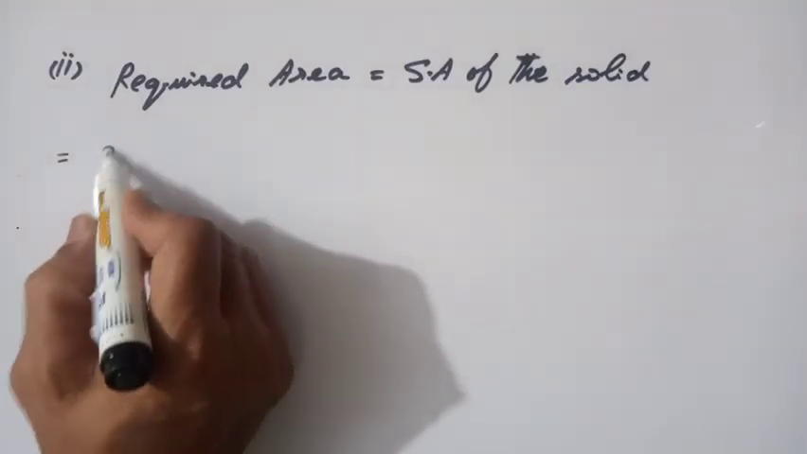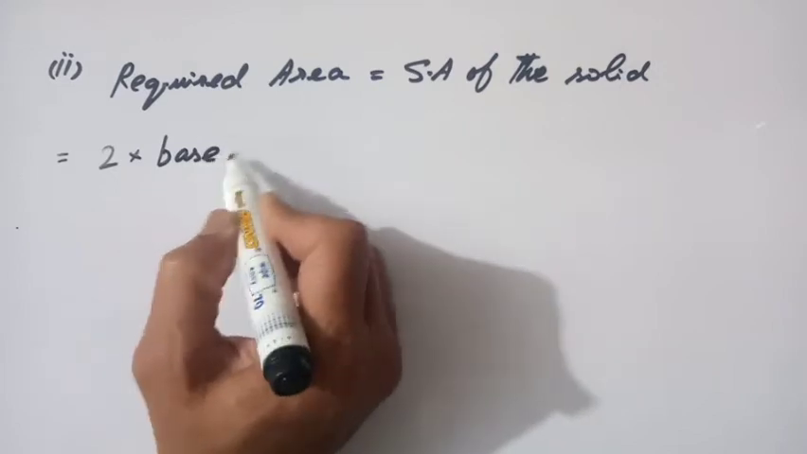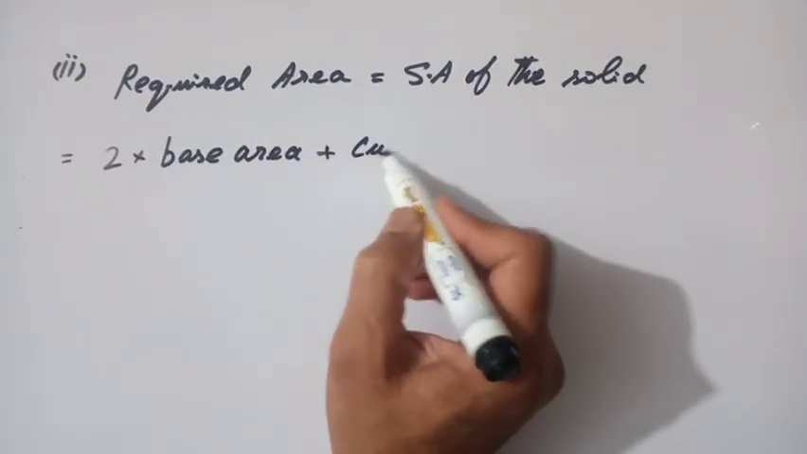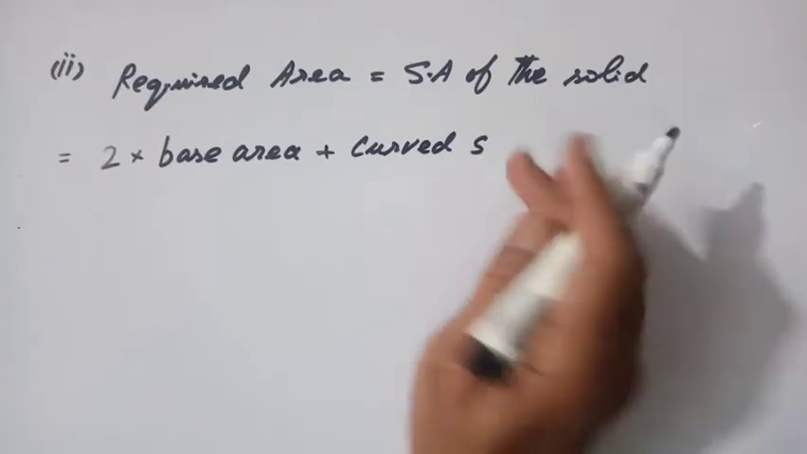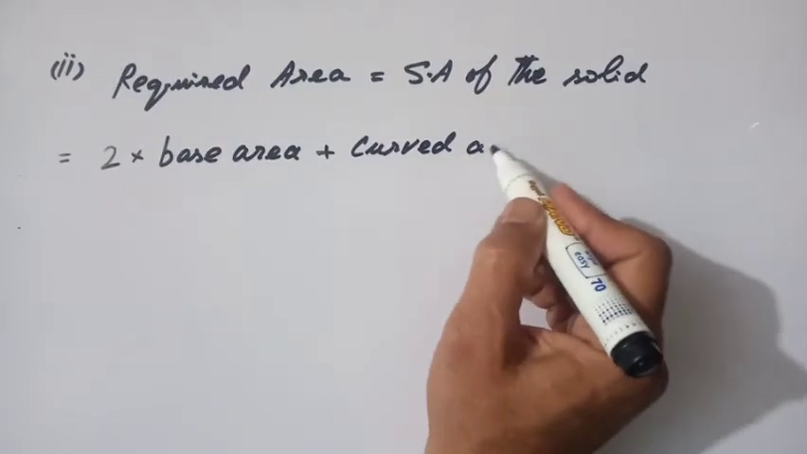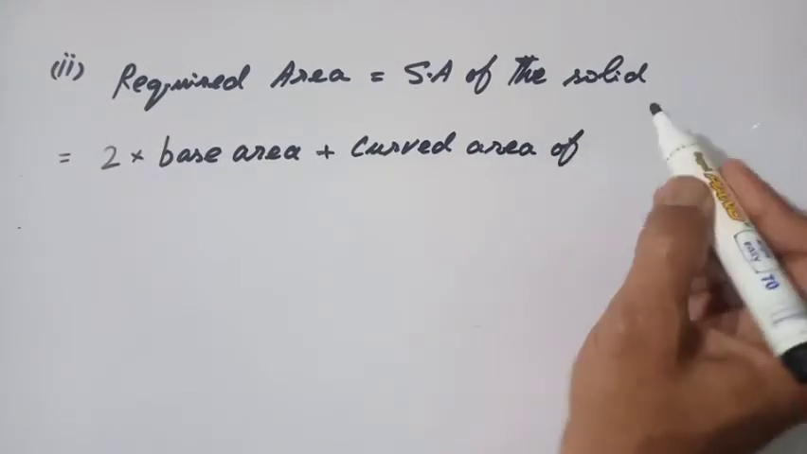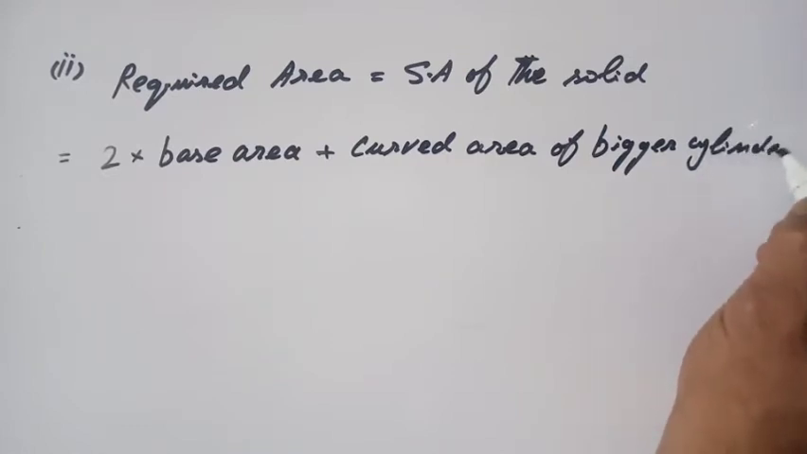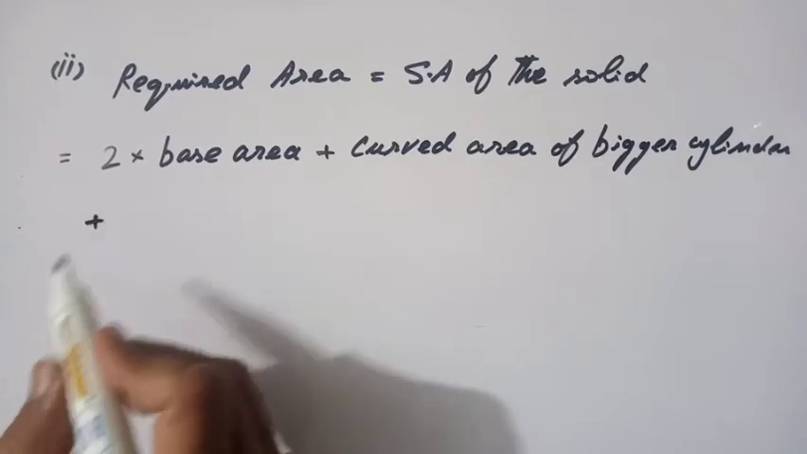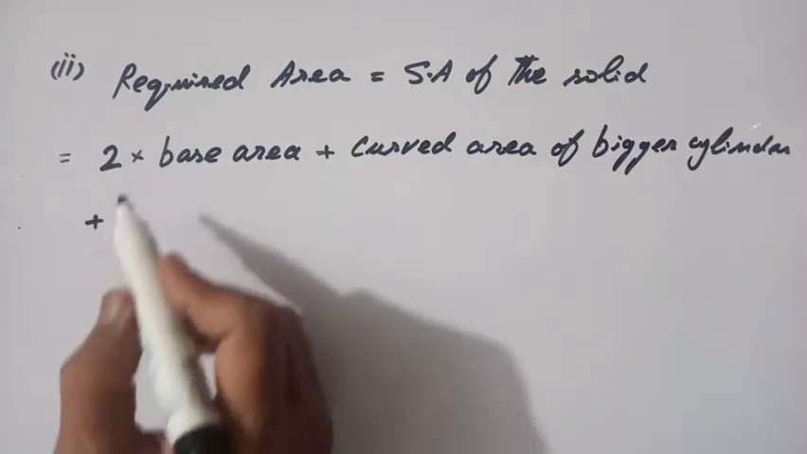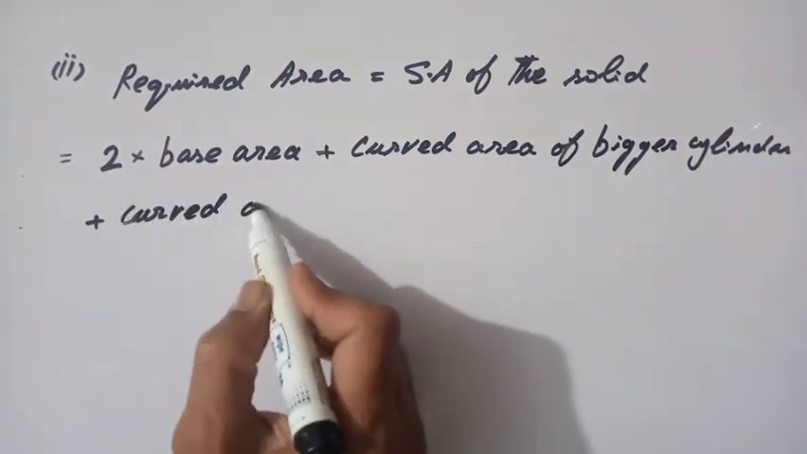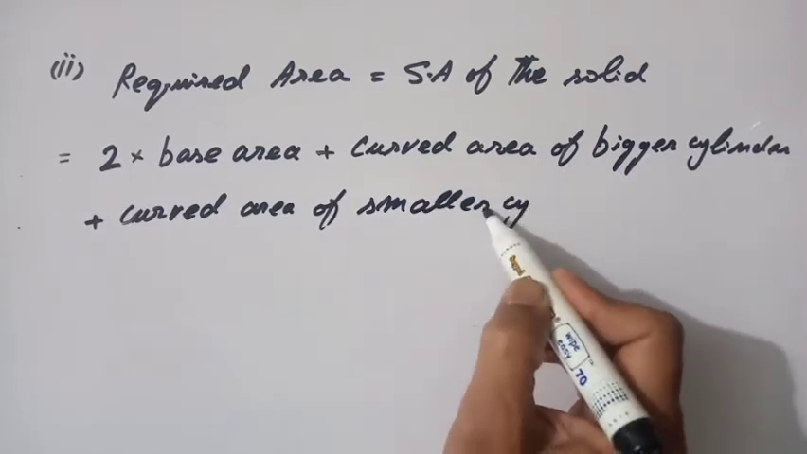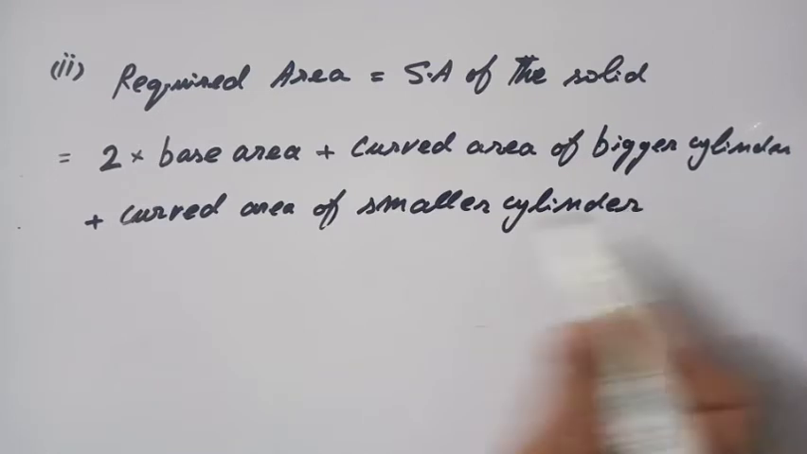Now we find it out. 2 multiplied by base area, which is a circle, right, plus curved surface area of bigger cylinder plus curved area of the smaller cylinder. Now we do it.